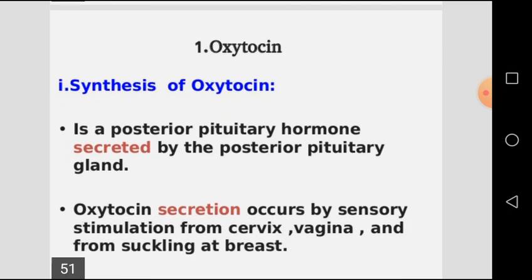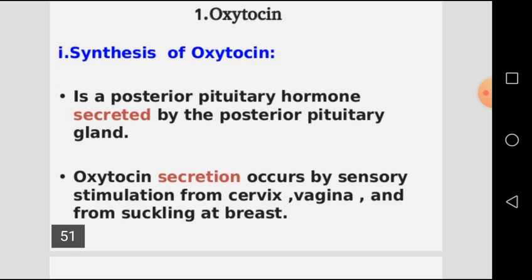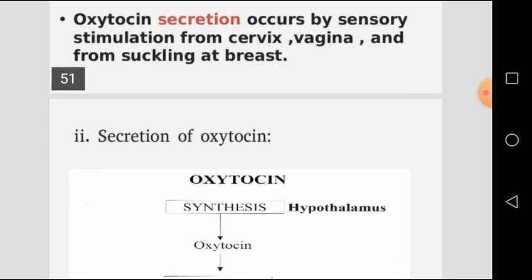So first we will discuss oxytocin. The brief introduction about oxytocin has been completed, right? Now synthesis of oxytocin. It is a posterior pituitary hormone secreted by the posterior pituitary gland. This oxytocin secretion occurs by sensory stimulation from the cervix, vagina, and from suckling of the breast.